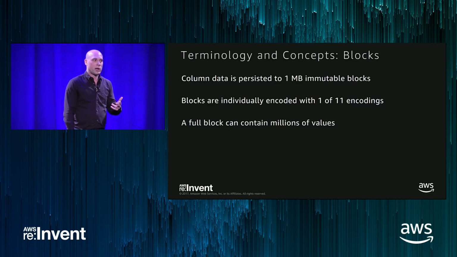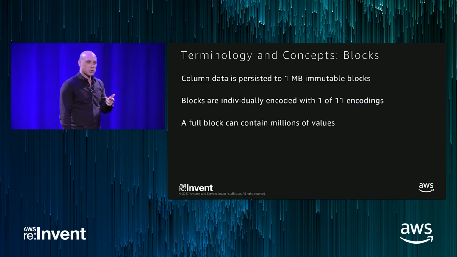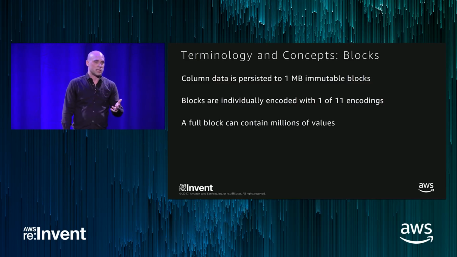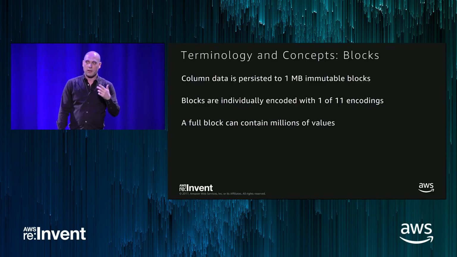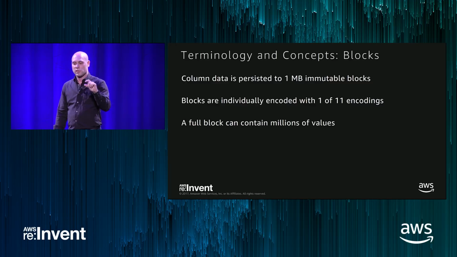When you factor compression in, one of our data blocks can store millions of values. So when you think about that, that means that a single block in Redshift holds the values for millions of rows for that one column.